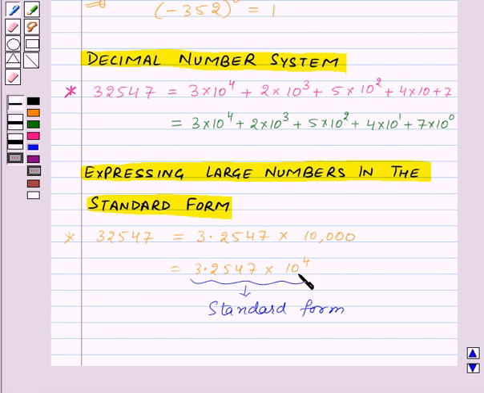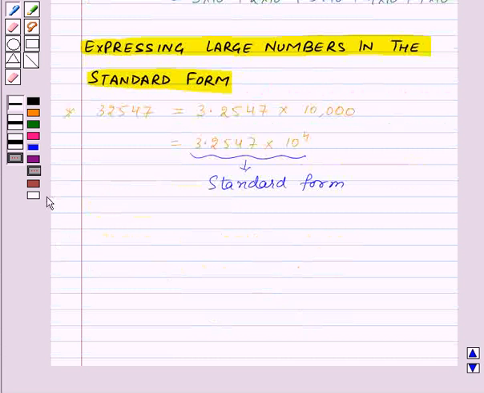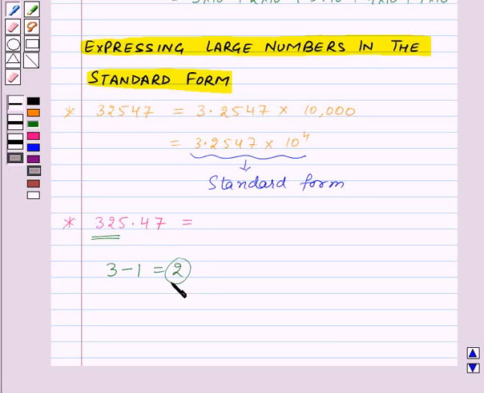Now, let's see how to find the exponent of 10 while writing a given number in standard form. Suppose we want to express the number 325.47 in standard form. Here, to find out the exponent of 10, first of all, we will count the number of digits on the left of decimal point in the given number, which is 3 over here. Then, we will subtract 1 from this and we will get 2. So, 2 is the exponent of 10 for the given number. And thus, this number will be equal to 3.2547 into 10 raised to the power 2 in the standard form.